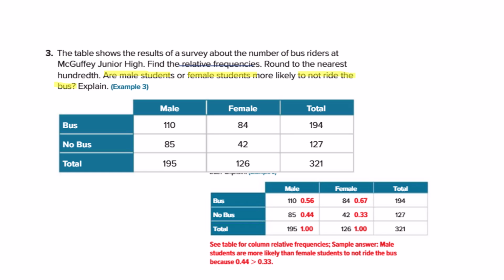So because they are talking about male students and female students, we will work with the columns. These are columns. This gives us the male students and the female students. So once again, take 110 divided by your total, which is 195. And it should give you 0.56. And similarly, you will do exactly the same for all the other numbers to find the relative frequencies.